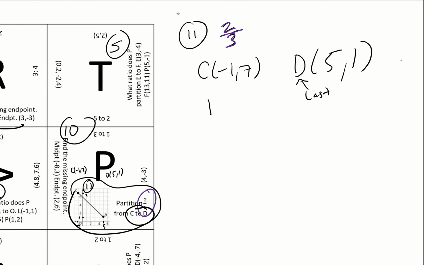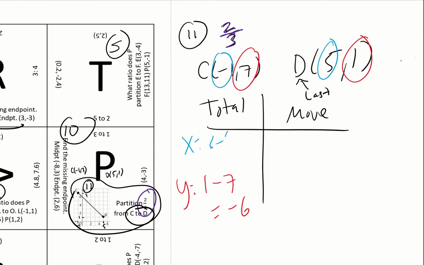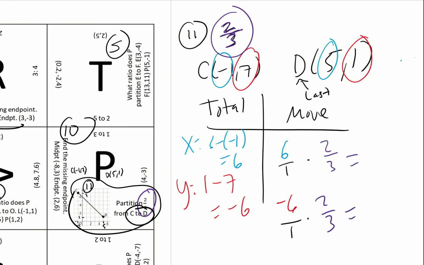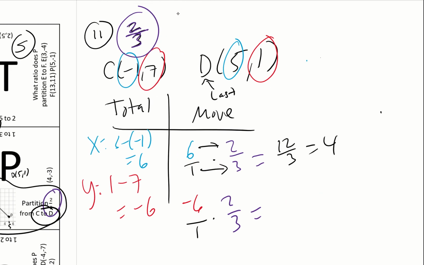Okay, so let's go ahead and do the total distance and the move distance. So we're going to do the x's and y's. Remember, final minus initial. Final minus initial, 1 minus 7 is negative 6. X values, final minus initial, 5 minus negative 1 is 6. Now multiply those two numbers by the fraction that they gave us, 2/3. Multiply straight across. So that's going to be 12 over 3, which is 4. Negative 12 over 3, which is negative 4.